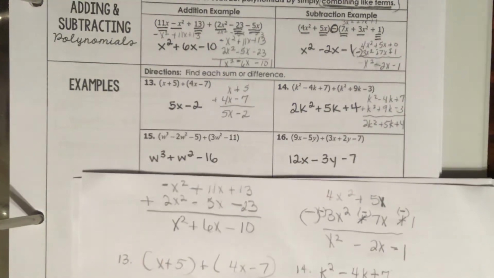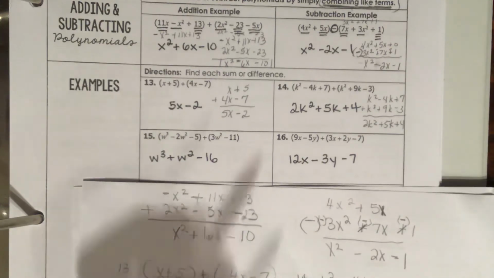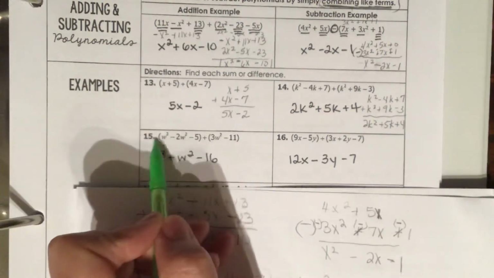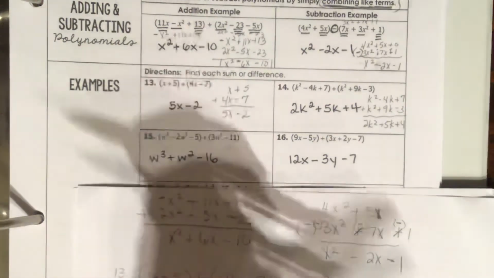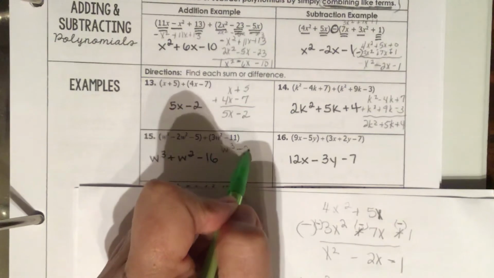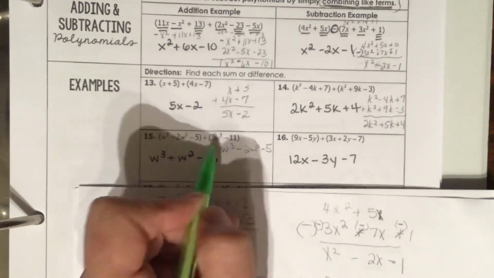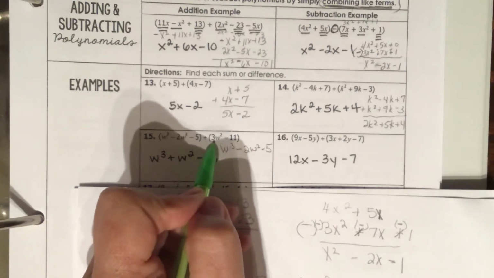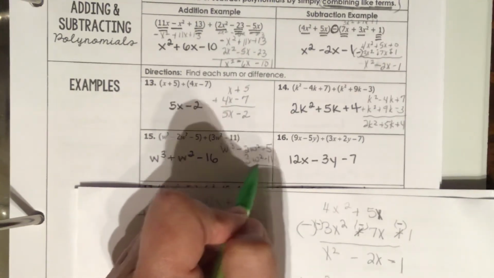Okay, let's look at number 15. These are in order. So you're going to be w to the third minus 2w squared minus 5. And we see that this is just a square, 3w squared minus 11.